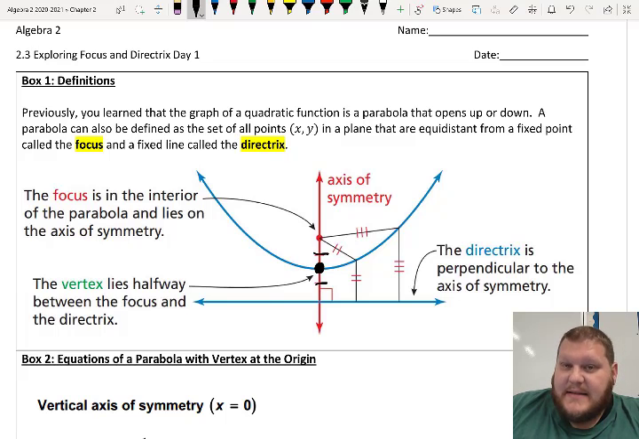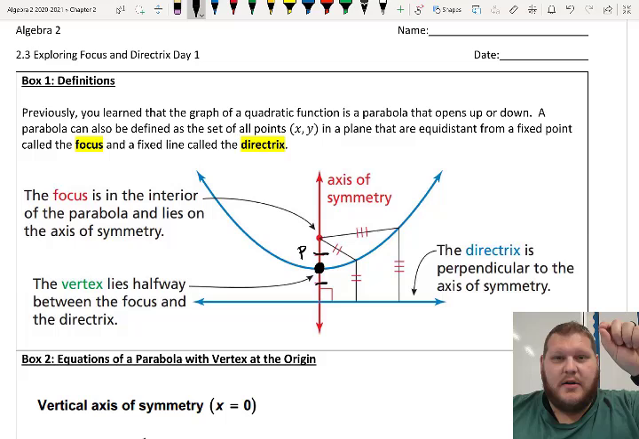Now, that distance, in this case, between the focus and the vertex and the directrix, we call that distance P. From the vertex up to the directrix, or up to the focus, is that distance. This one right here.